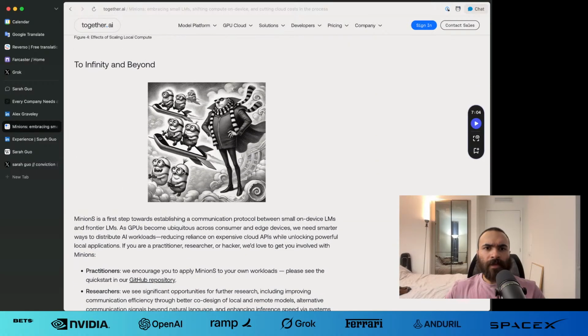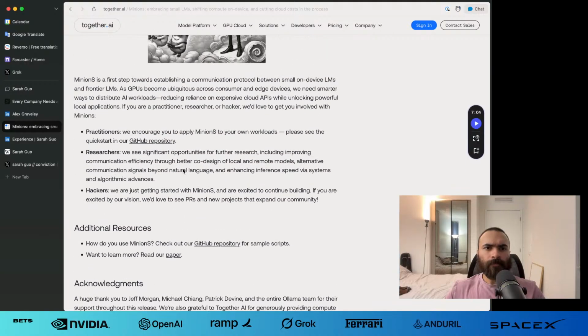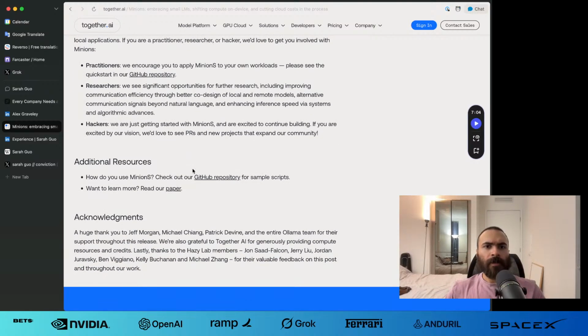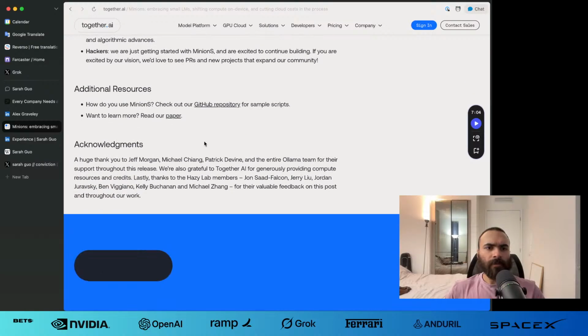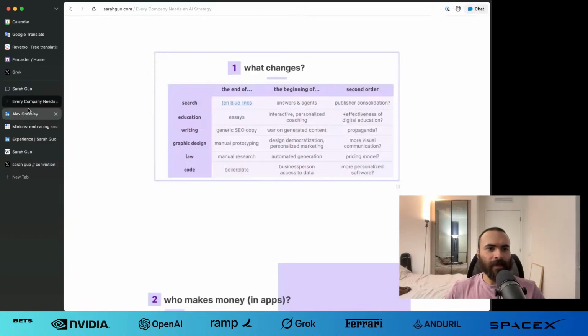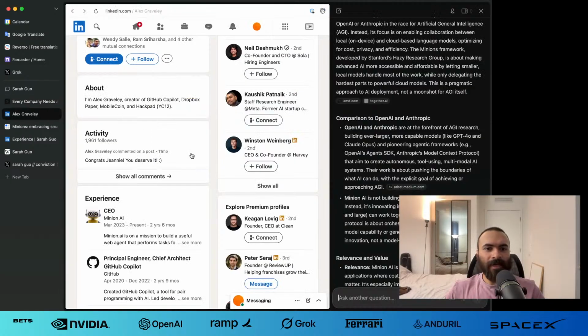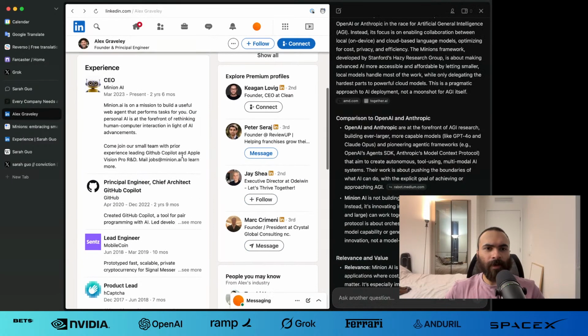To infinity and beyond. We encourage you to apply Minions to your workloads. Please see the quick start. We see significant opportunities for further research, including improving communication efficiency through better co-design of local and remote models, and alternative communication signals beyond natural language. Very cool. Okay, so we have an idea now. But just by reading this, I didn't really get what they are doing.